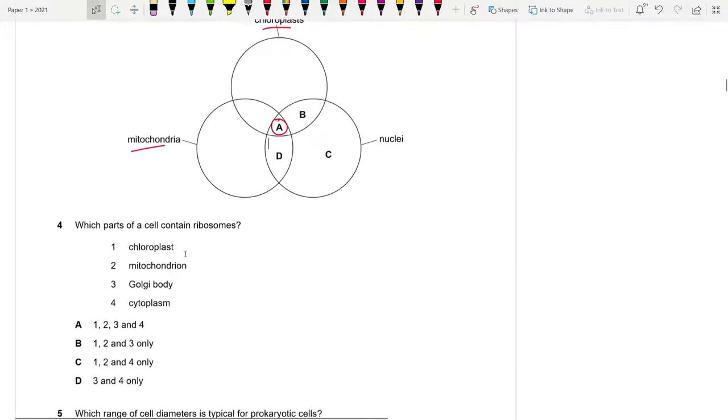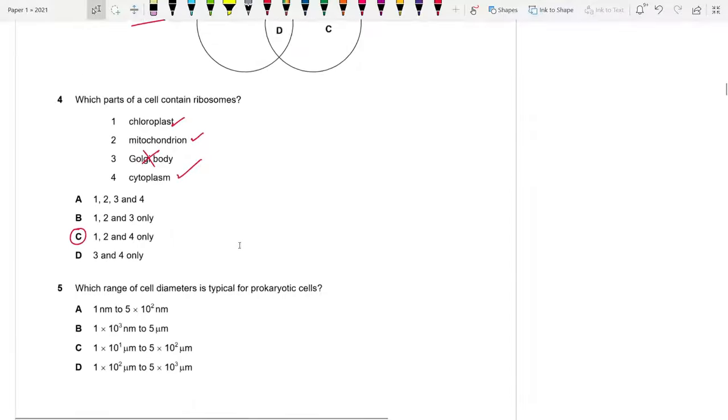Which parts of a cell contain ribosomes? Chloroplast contains 70s ribosomes, mitochondrion contains 70s ribosomes, cytoplasm contains them, but not the Golgi body. So 1, 2, and 4 should be the answer. 4 should be C.